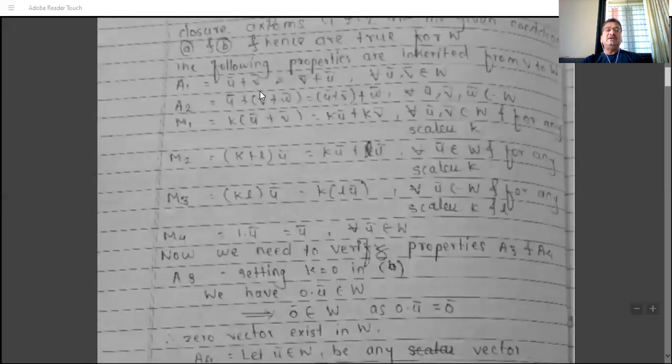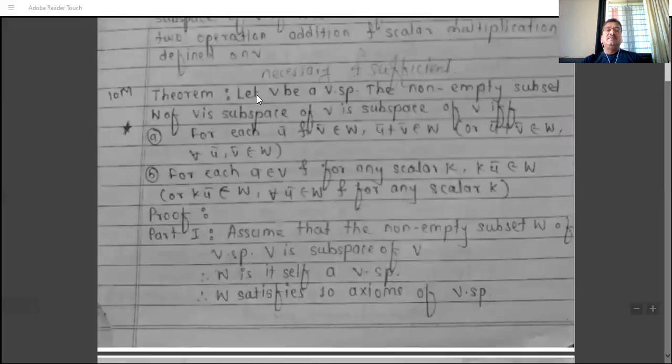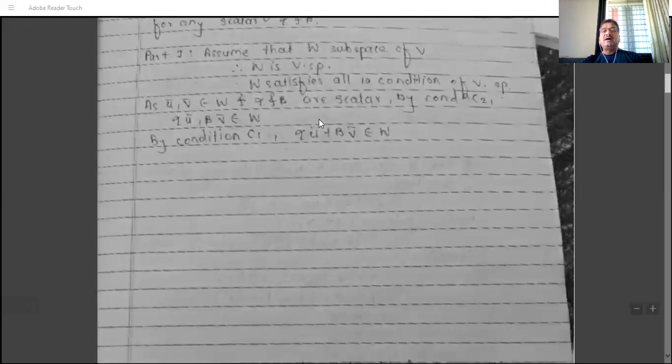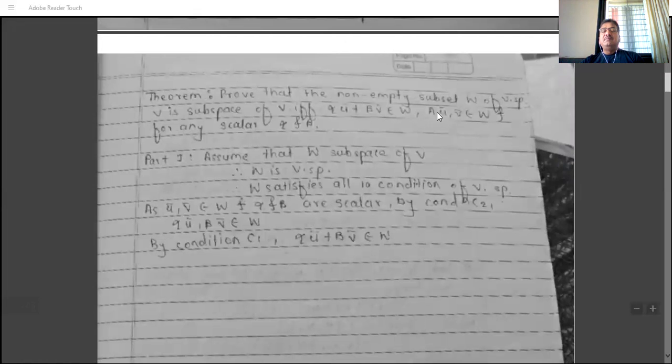So these two conditions, C1 and C2, are combined here by using this condition, that alpha U bar plus beta V bar belongs to W for all U bar and V bar belonging to W, and for any scalars alpha and beta. Now the proof is again in two parts.